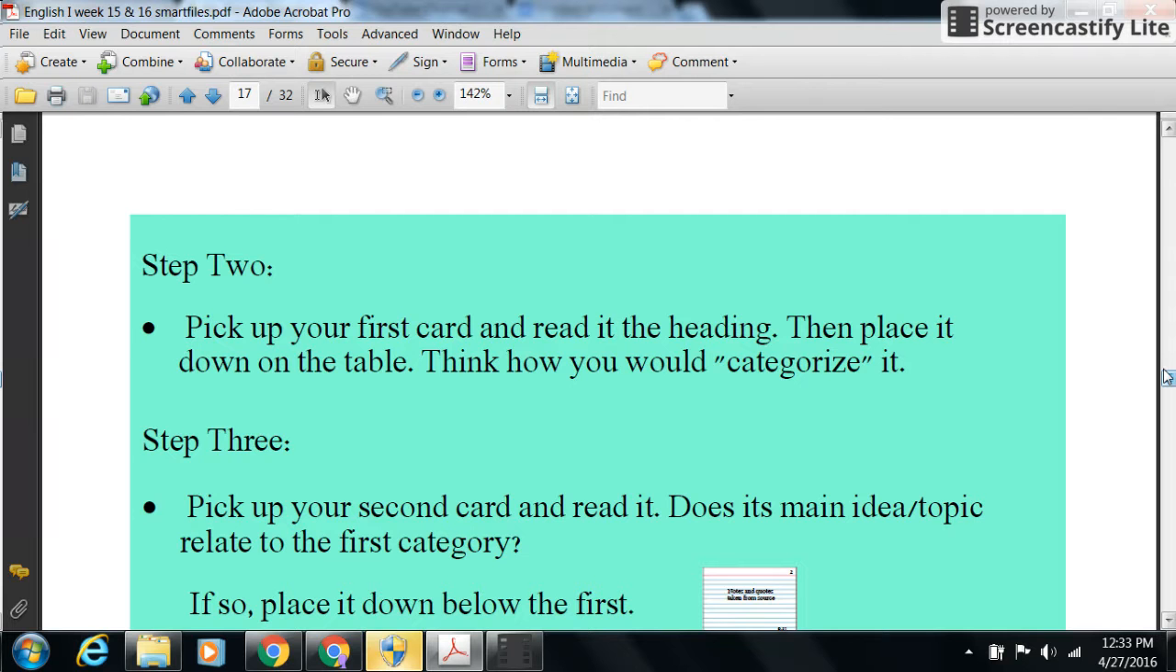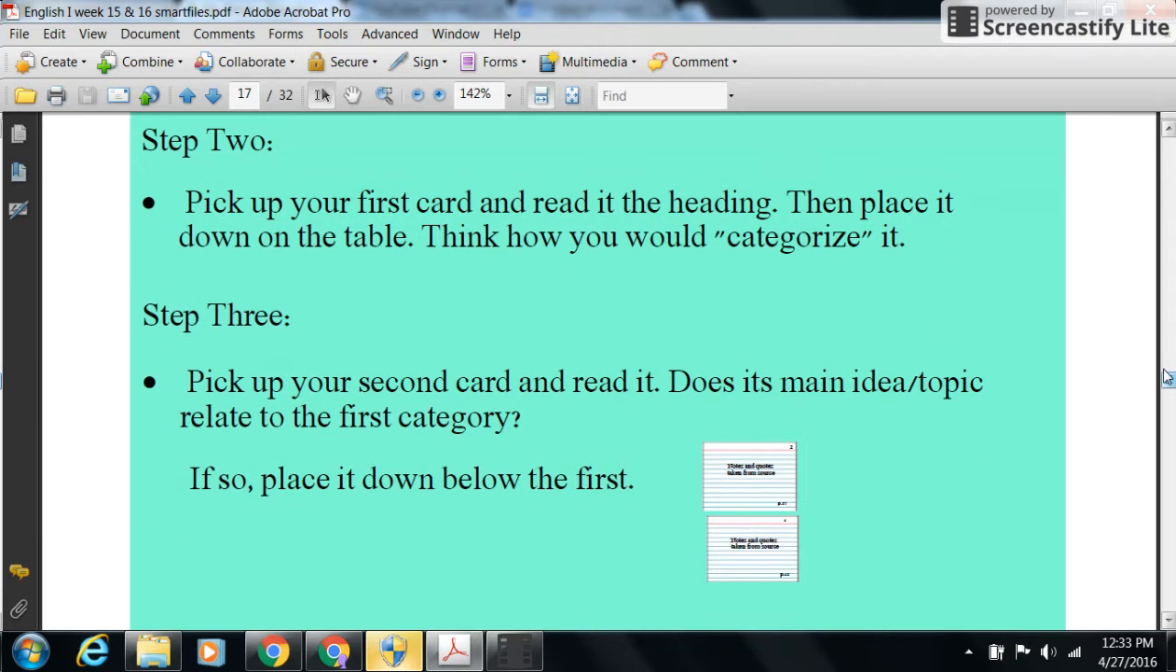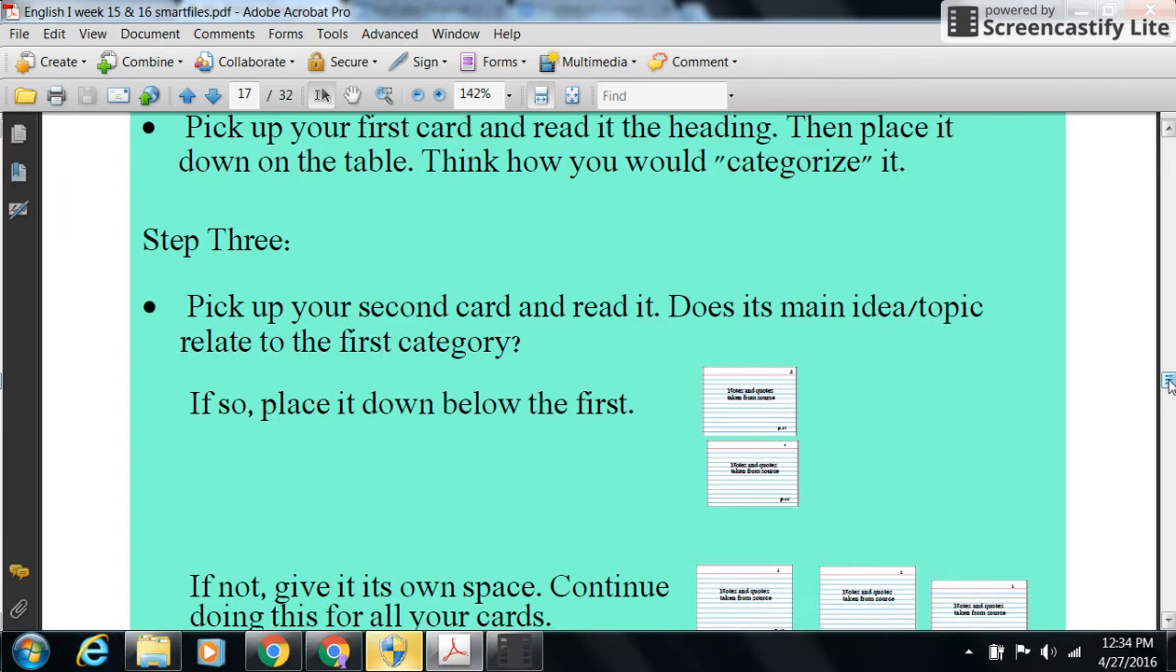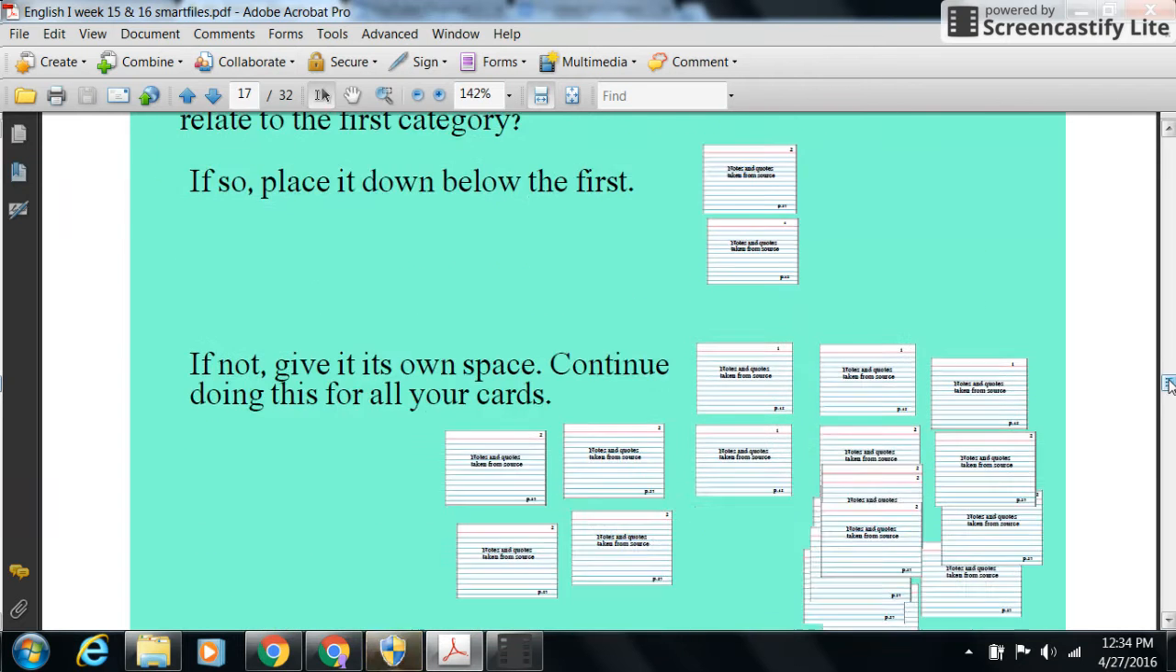Then you're going to pick up another card. It doesn't matter which one. Look at the heading again. Is it about him being a civil rights leader? Or does the heading talk about him being a pastor? Or does it talk about his education? If it talks about him being a civil rights leader, you put it below the other card. If it doesn't, you make another little stack. And you do that for all of your note cards.